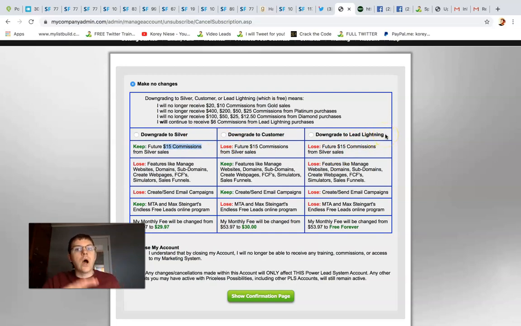So just because you upgrade to one level doesn't mean you lose the lower levels. All right, so I still get access to all the Lead Lightning, all the Silver, and the customer benefits and commissions. Okay, so Gold gives you access to being an affiliate for any monthly level we offer and below.